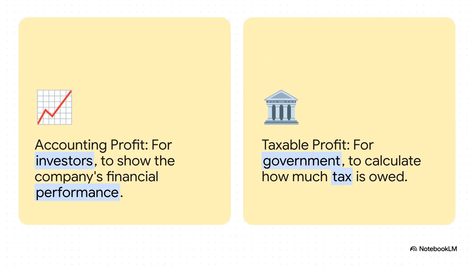And here's the absolute core of the issue. Companies are essentially running two different sets of books. Now, that sounds shady, but it's totally legal and, frankly, necessary. One set of books follows accounting rules to come up with what we call accounting profit. That's the number they show investors to say, here's how well our business is doing. The other set uses the government's tax laws to calculate taxable profit, and that's the number they show the tax authorities to figure out what they actually owe. The key takeaway? These two numbers are almost never the same.